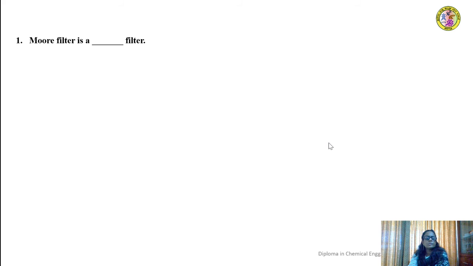So let us go through the multiple choice questions now. Moore filter is a dash filter. It is leaf filter, filter press, rotary filter, sand filter. So Moore filter is one type of leaf filter. So the right option is option number A.